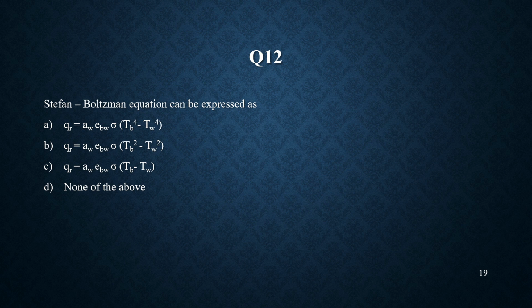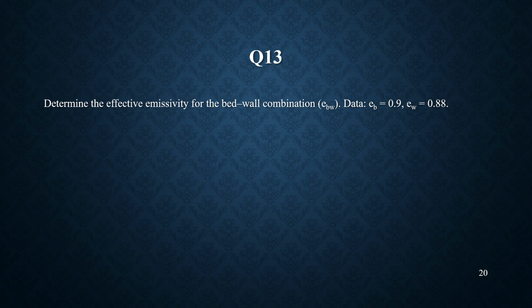So for this question only we are going to use TB power 4 minus TW power 4. So option A is the right answer for Stefan Boltzmann equation. I hope you remember. So it is TB power 4 minus T wall power 4. That is temperature of the bed minus temperature of the wall. Both are raised to the power of 4. So we'll go to question 13.